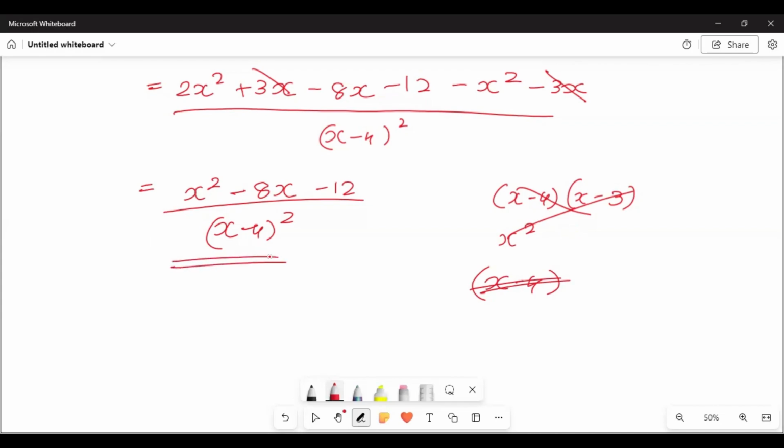So right now, I'm going to keep it like this way. If you want to solve more, then you can find the factors, then you can make this one as simple as possible. Okay, so let's move into question number 2.